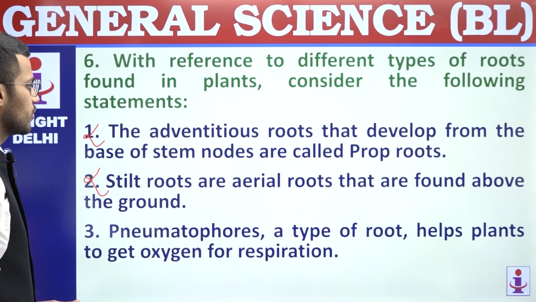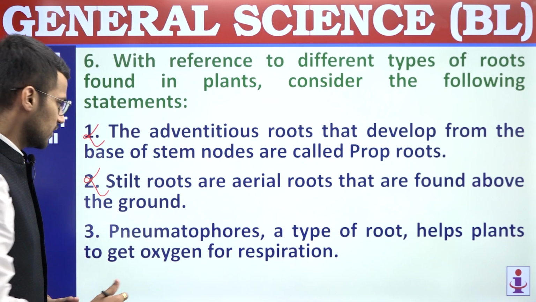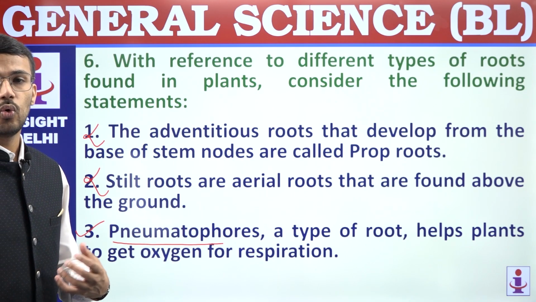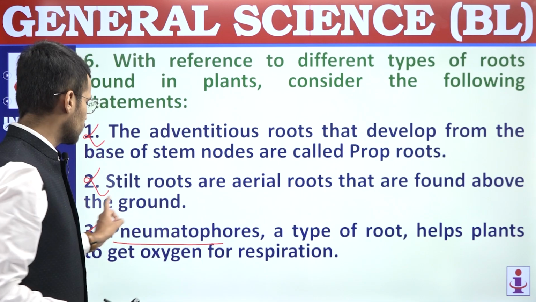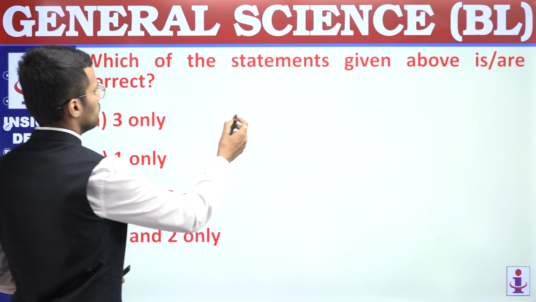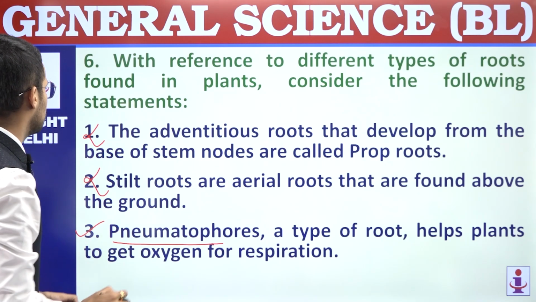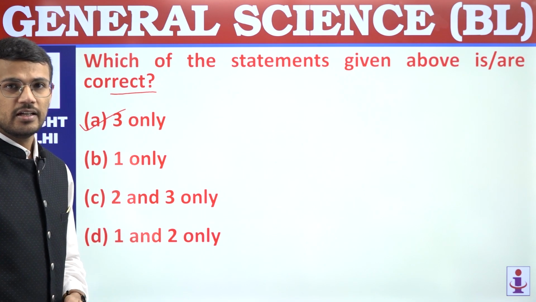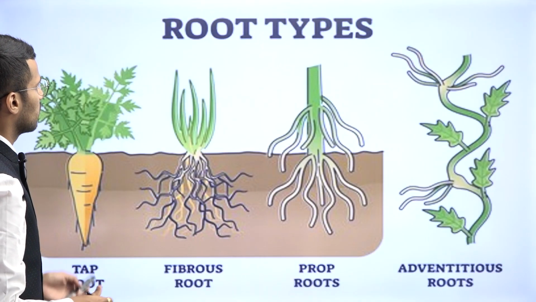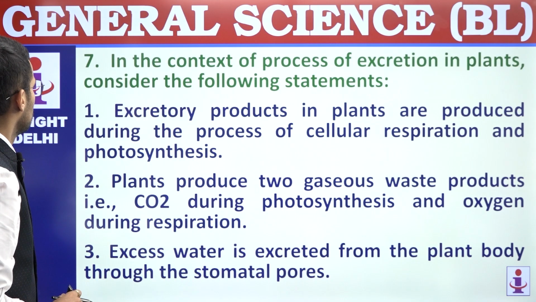Third, pneumatophores, a type of root, help plants to get oxygen for respiration. So this statement related to pneumatophores is correct because pneumatophores help plants to overcome anaerobic conditions. And that's why the third statement is correct, right? We are supposed to find out the statements which are correct. So out of these three statements, only the third statement is correct and hence the answer is A, 3 only. Question number 6, answer is A. Next, so these are root types, different root types. Next question. Question number 7.